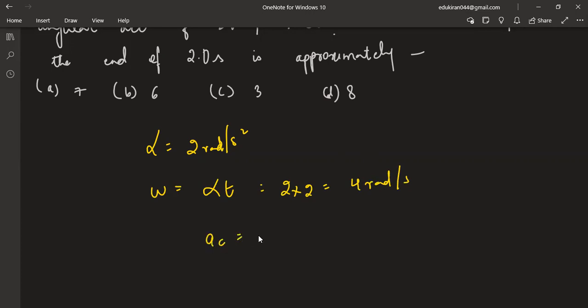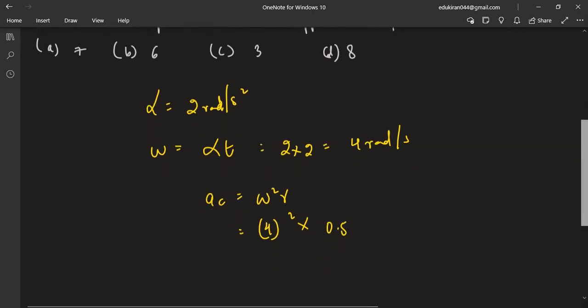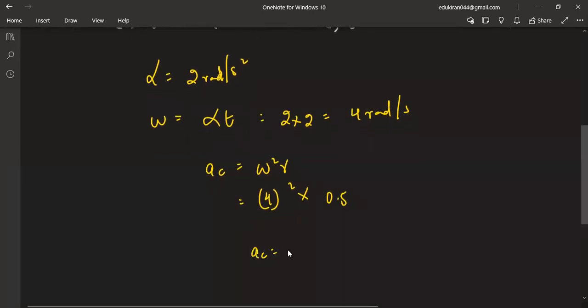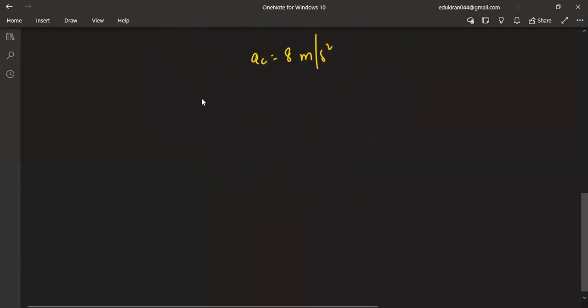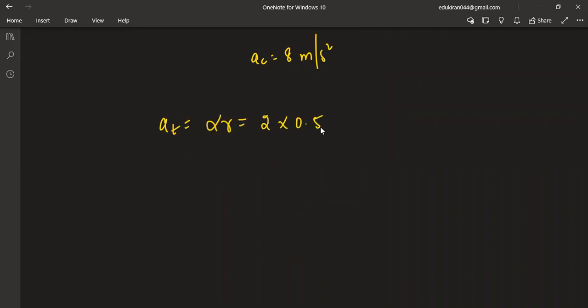Centripetal acceleration will be omega square r. Omega square will be 4 square. Radius is 0.5. So half into 4 into 4, 8, right? So centripetal acceleration would be 8 meter per second square. Now for linear acceleration, or the tangential acceleration, that is alpha r. Now alpha was 2 and this radius was 0.5. Cancel, 1 meter per second square.